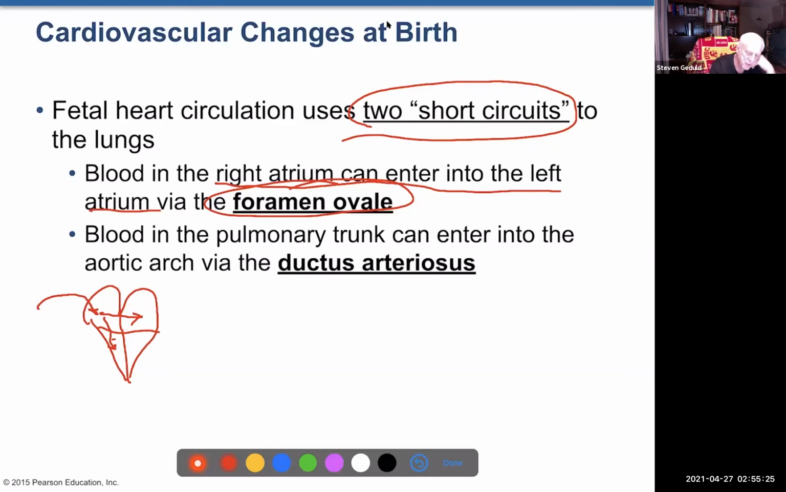So there are two shortcuts in the system to prevent blood from going to the lungs. One is the foramen ovale, which allows blood to go from the right atrium to the left atrium. The other is the ductus arteriosus, which allows blood to go from the pulmonary trunk, after it comes off the right ventricle, into the aortic arch.